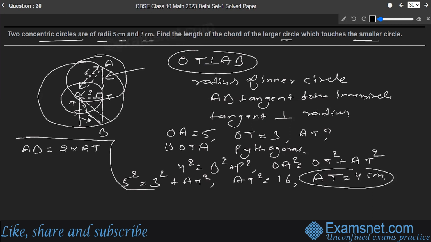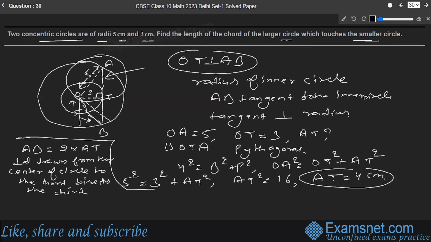Why so? Because there is a theorem that the perpendicular drawn from the center of the circle to the chord bisects the chord. What is the theorem? Perpendicular drawn from the center of the circle to the chord bisects the chord. Okay, this is the theorem.